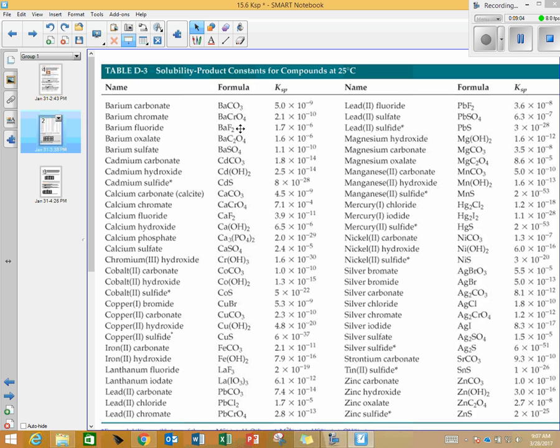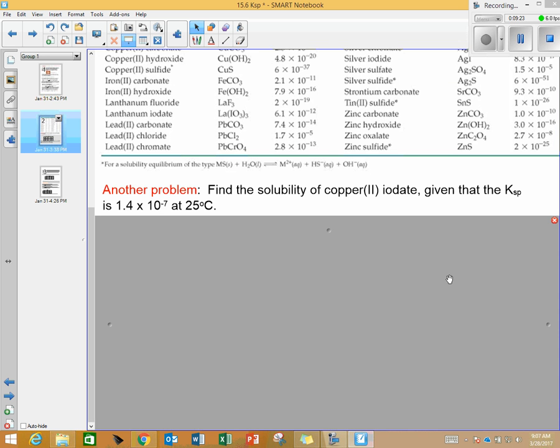So the question is, could I compare these 2 things? The answer is no, I cannot, because BaF2 breaks into 1 positive ion and 2 F minuses, not 1 F minus. So I cannot compare these 2. I'd have to do an actual calculation to find the solubility. Okay, back to the second kind of problem. So given the KSP, find the solubility. This is the second class of problems.